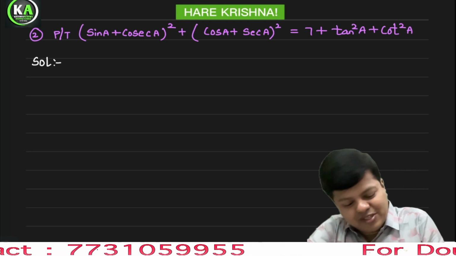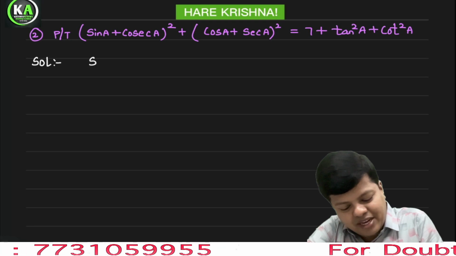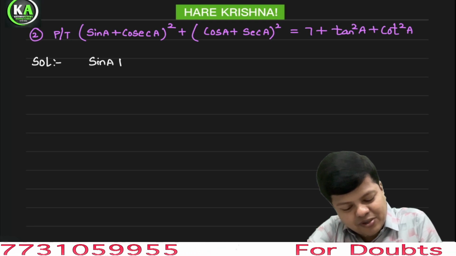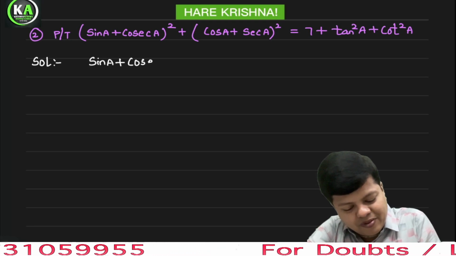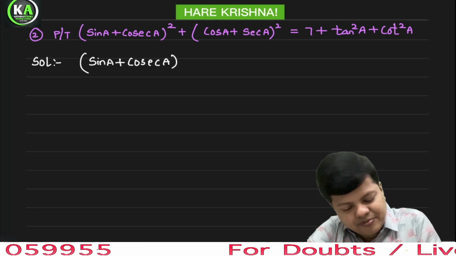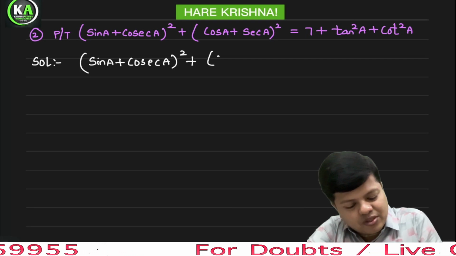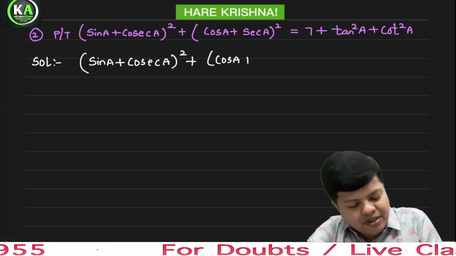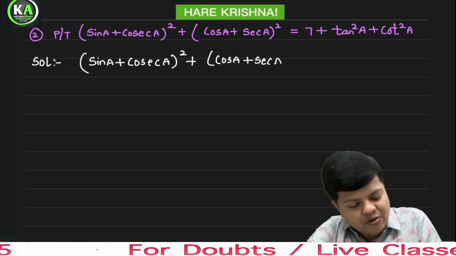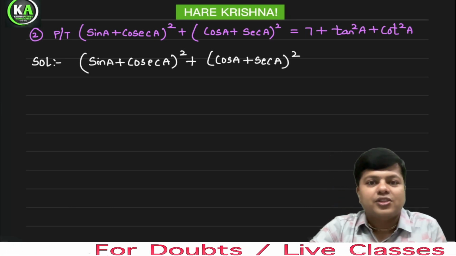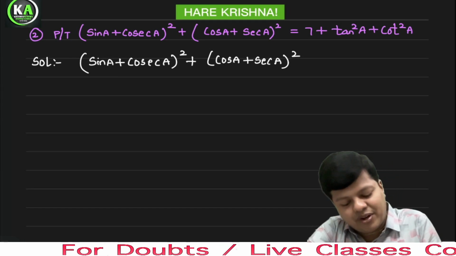Okay, so let us start. First copy the LHS: (sin A plus cosecant A) whole square plus (cos A plus secant A) whole square. The (A plus B) whole square formula everyone knows.